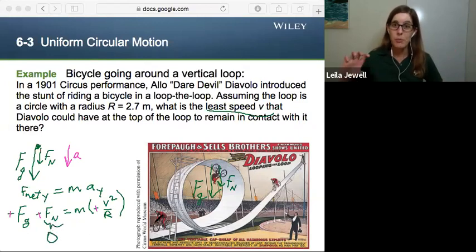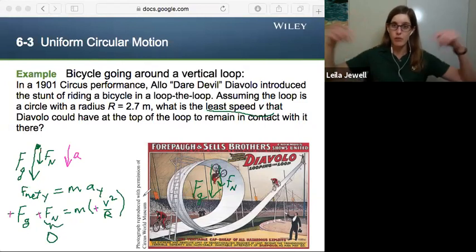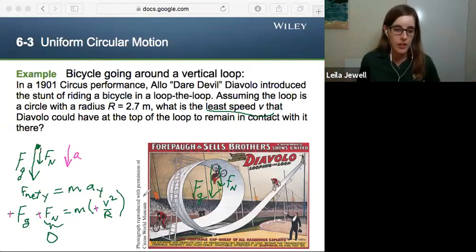Because that's where it will barely be in contact. If we're going any faster, that will actually push Diavolo more into the track, because the track will push down harder. Once you start going faster, you have a larger centripetal acceleration, so you have more downward force. So the least speed is where the normal force is 0. And once we can make that conclusion, the rest of the problem becomes very simple, because we have the force of gravity, mg, is equal to mv squared over r. That means our m's are going to cancel.